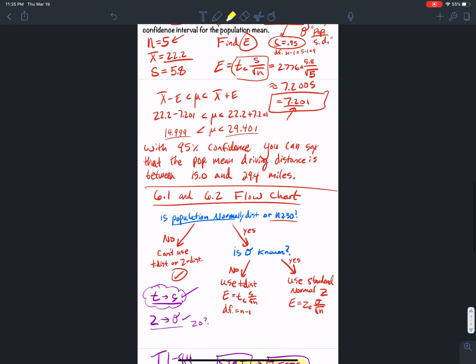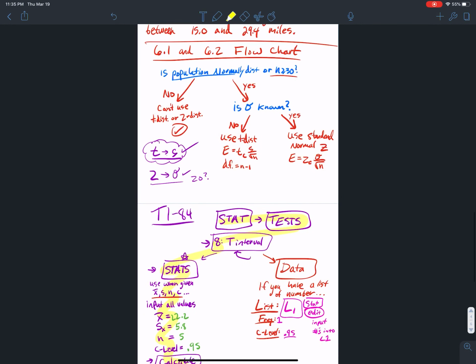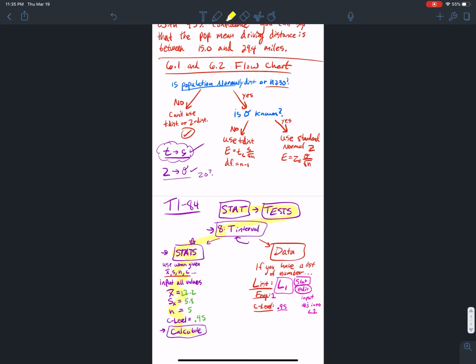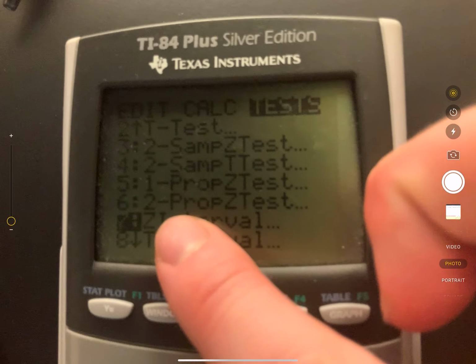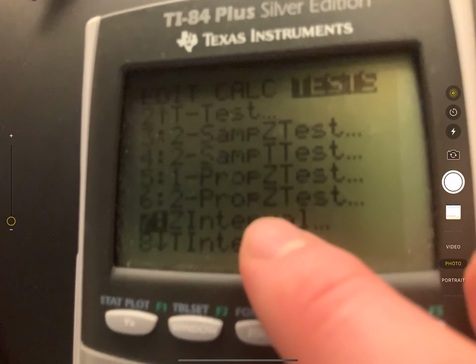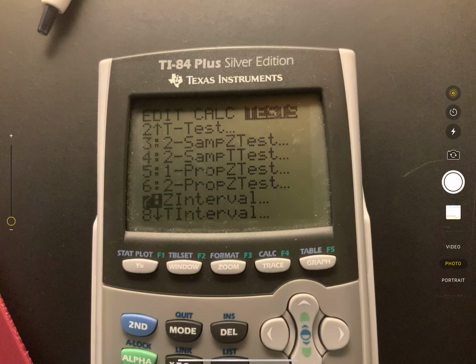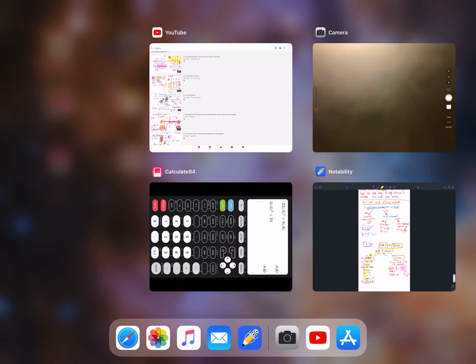All right, guys, so hopefully that helps you out, shows you how to put this in your calculator. And you can do the same thing with 6.1 also. Instead of hitting stat, test, and number 8, number 7 is the Z one. So it's right there. So if I go back to my camera, I can show you. So with 6.1, that's the one you use. For 6.2, it's the T. Okay, so same thing, all right? And you can get your answers that way.